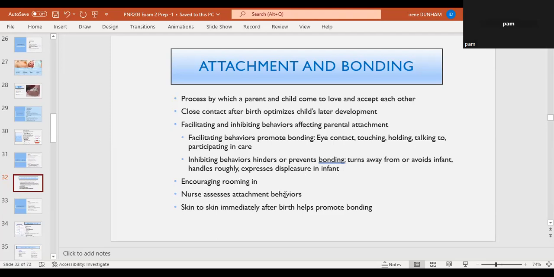And the nurse assessment attachment behaviors. We want to see attachment takes a little longer. So according to how long you have this, but you want to look for the bonding. Okay. All right.